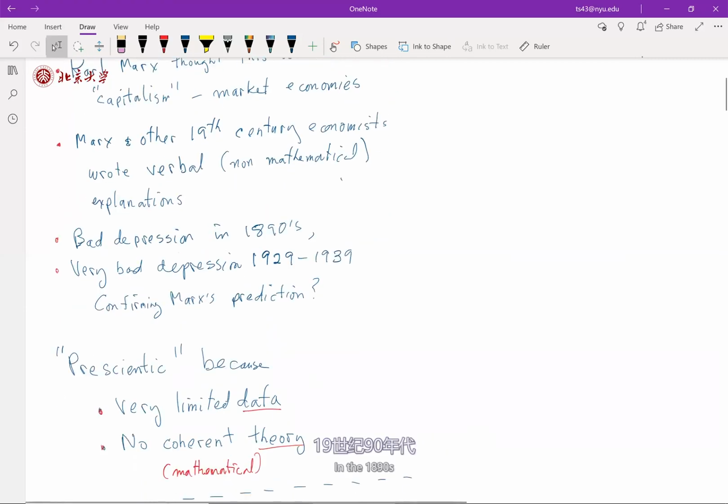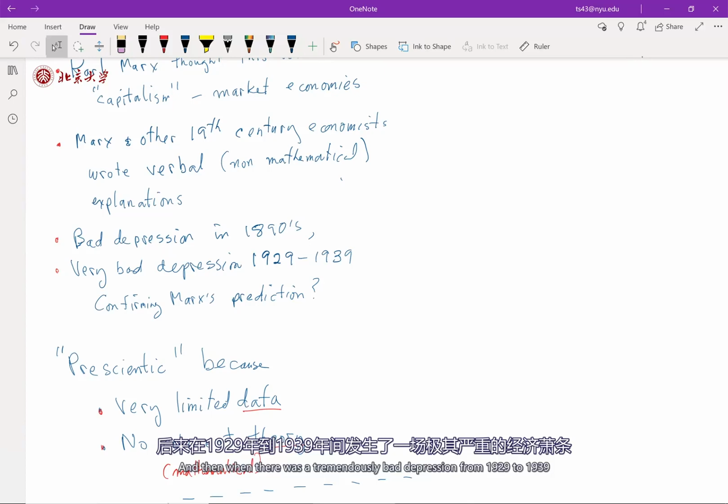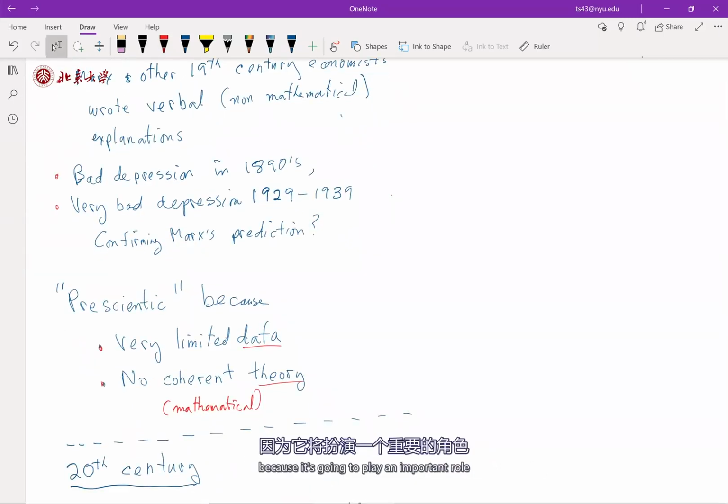In the 1890s, there was a very bad depression in Europe and the Americas. A lot of discontent, a lot of businesses closed, a lot of unemployment. And then there was a tremendously bad depression from 1929 to 1939, the so-called Great Depression. And there, a number of observers thought that this was the ultimate confirmation of Marx's prediction. And it shook market economies in the Western world to their foundations. So we're going to come back to Marx's prediction because it's going to play an important role.